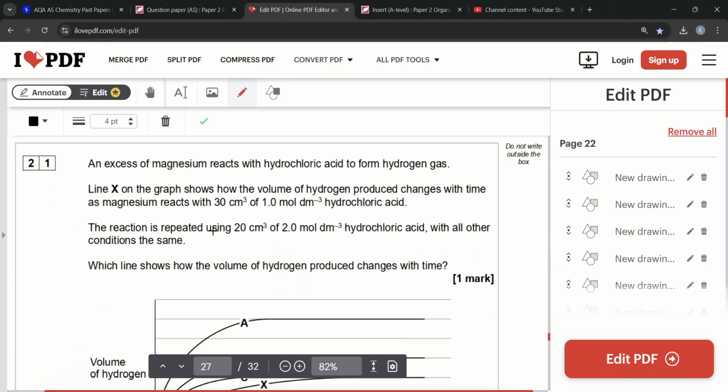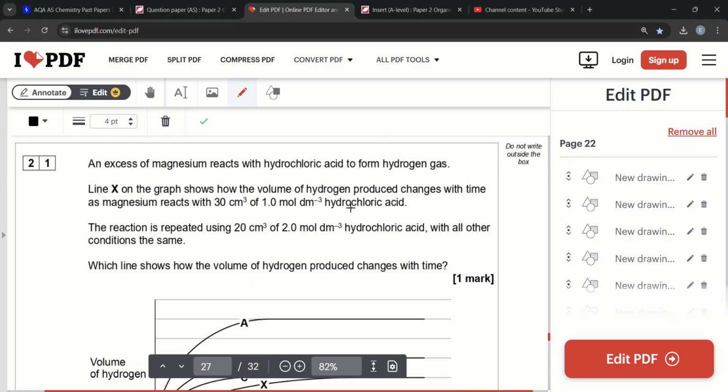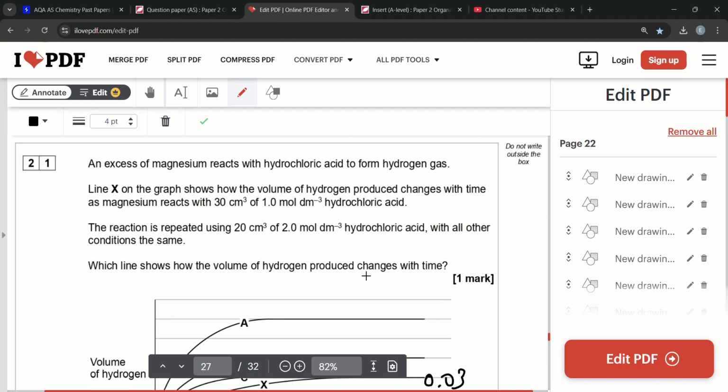Which line shows how the volume of hydrogen produced changes with time? Line X, which is here, for C, shows the volume of hydrogen produced changing with time. Magnesium reacts with this much HCl. To find the moles: 30 divided by 1000 times 1.0 gives 0.03. Now that's for X, which is C. Now we use 20 divided by 1000 to find the moles for this one.